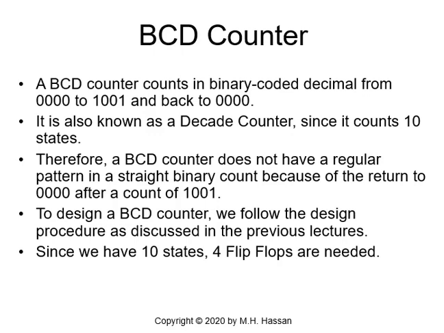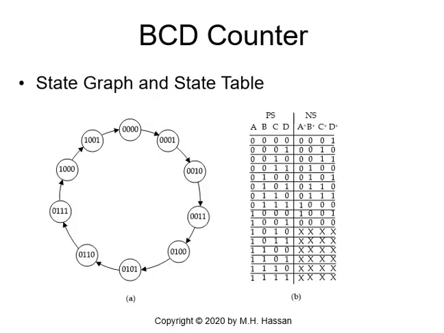Now, if the counter starts with any state outside the range from 0000 to 1001, we have the option to use don't cares, or we have the option to choose one state like the reset state, 0000. Of course, choosing don't care will simplify the hardware of the counter. So you may get a counter with much less hardware, as you can see in the next slide.